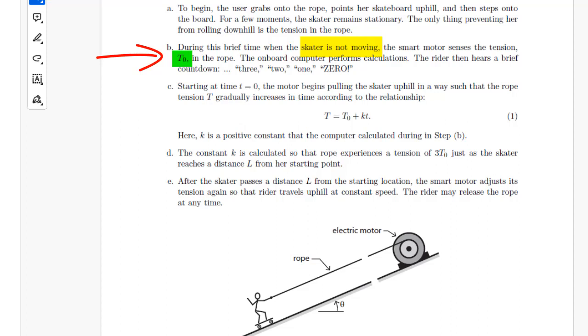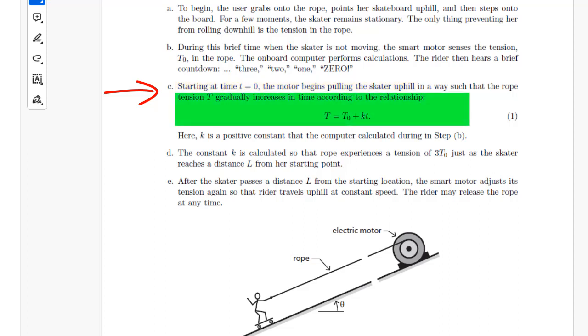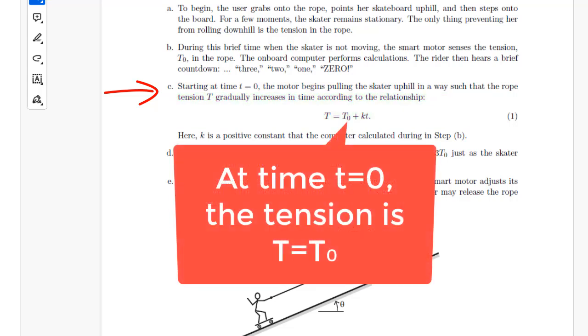And during that time, the onboard computer performs some calculations, okay? And then the rider hears a brief countdown, 3, 2, 1, 0. So at time t equals 0, the motor begins pulling the skateboarder up the hill. As it pulls the skater up the hill, it increases that tension in the rope gradually, right? So the tension you'll see right here. At time t equals 0, just as it's starting, the tension is equal to T0. That is the tension that holds the rider in place, stationary, right?